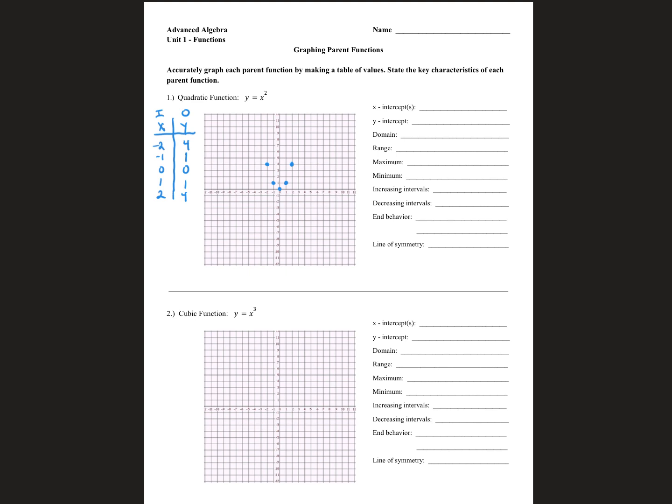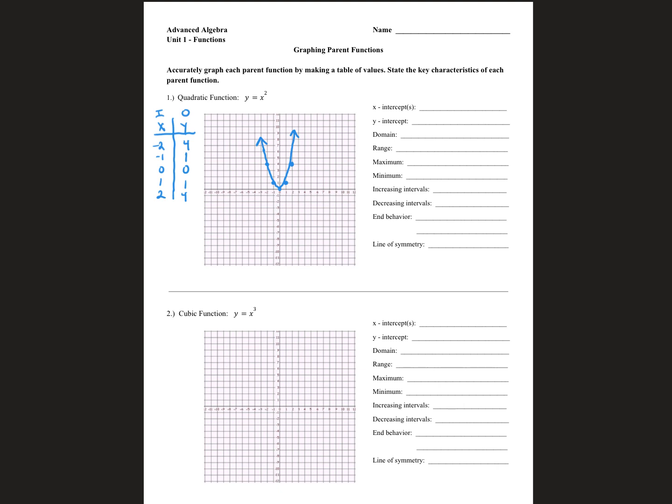And the more points I plot, the more detailed my graph's going to be. But we get a general understanding of what this shape's going to look like. And we have a U-shaped graph, and we call that U-shaped graph, if you recall from intermediate, a parabola. Now, to the right, we want to identify those key characteristics that we discussed in yesterday's lesson.